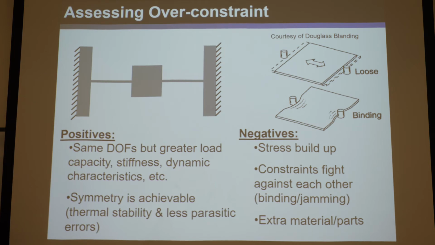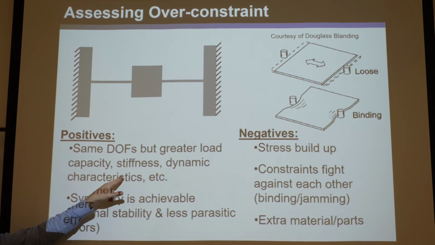You can dramatically increase the stiffness without increasing much mass, which, by the way, increases the natural frequency, square root of k over m. You can increase the stiffness without increasing the mass much by over-constraining things. And so you can get a larger bandwidth, which improves the dynamic characteristics.